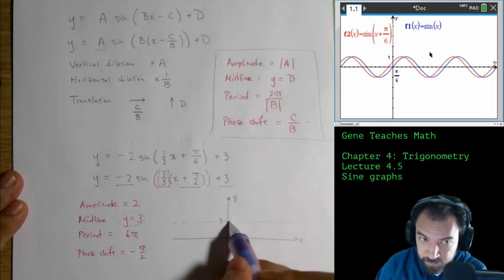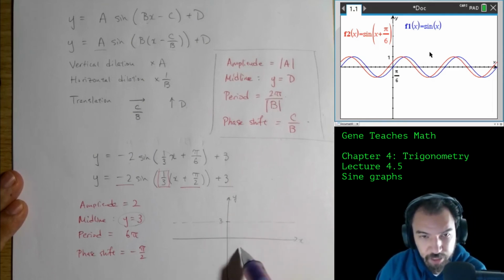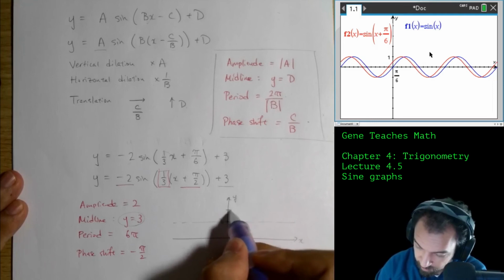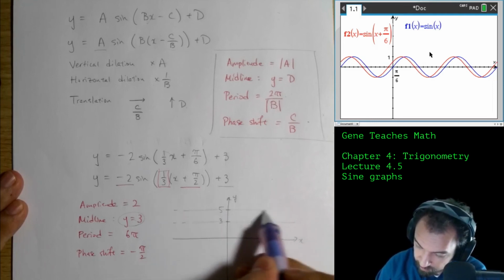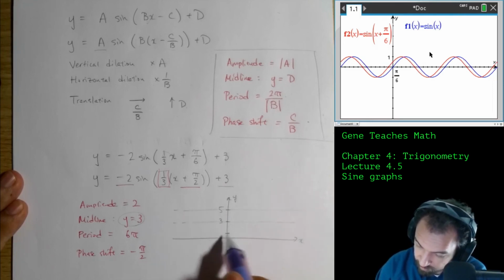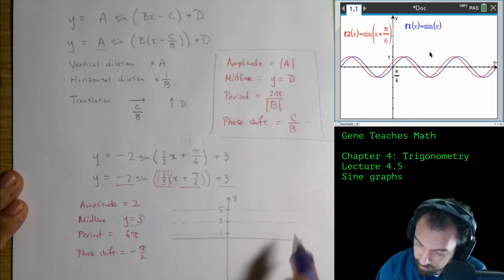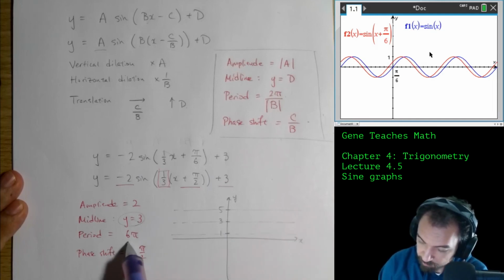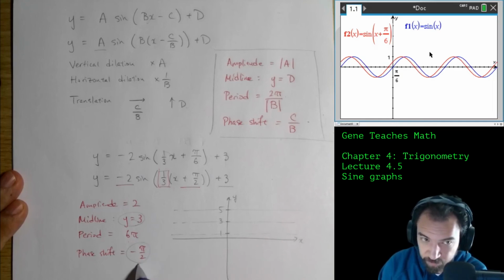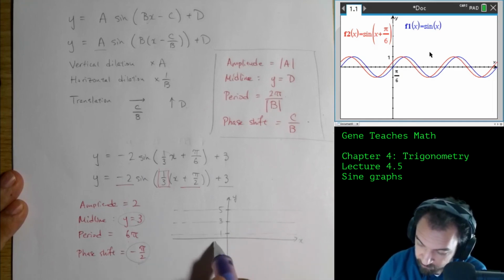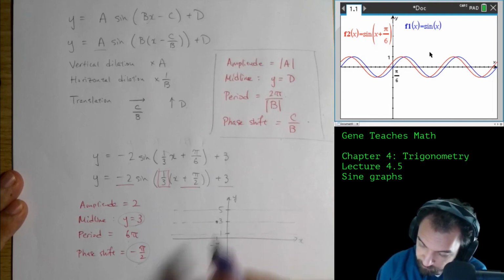And then amplitude is from there how far up and how far down I go. So 3 plus 2 is 5, and then 3 minus 2 is 1. And then I look at my period and my phase shift. Phase shift negative pi over 2 means I have to start my graph pi over 2 to the left. So negative pi over 2. And the sine graph starts at the midline.